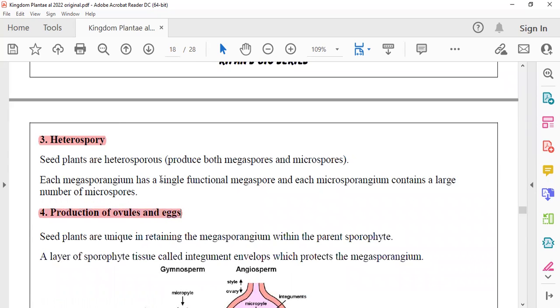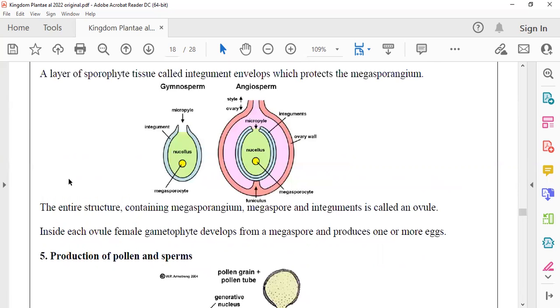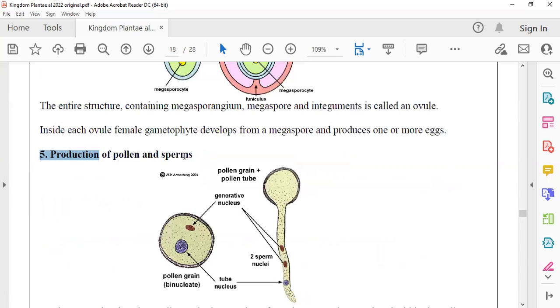So the speciality here is ovules that we can't see in the non-seeding plants. And the fifth one is the production of pollens and sperms. We know sperms are there in the pogonatum. Sperms are there in the nephrolepis. Correct? There are sperms in others. Pollen is only here, only in the seed plants. Correct?